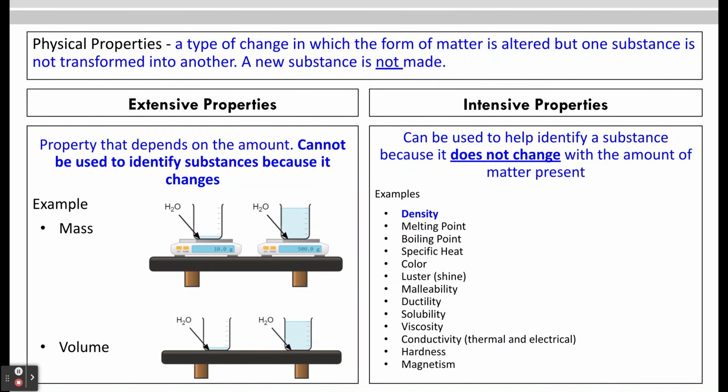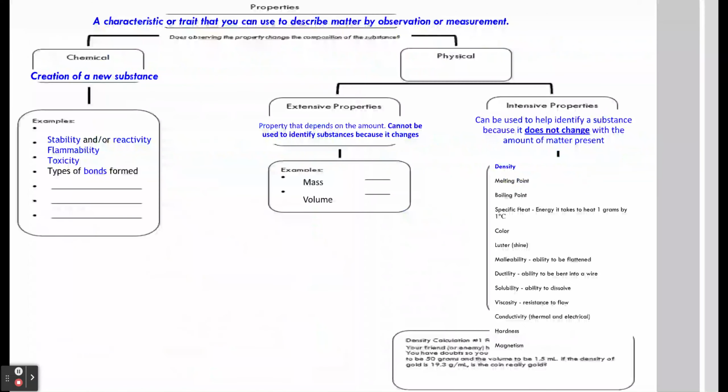Then you have specific heat, which is the energy it takes to heat something up. Its color, its shininess. For example, if you have a really shiny ring and you cut it in half, it will still be shiny. Malleability, the ability to be flattened. Ductility, the ability to be drawn into a wire. Solubility, the ability to dissolve. Viscosity, resistance to flow. Conductivity, how conductive something is to a current. Hardness, how difficult it is to break apart. And magnetism, whether it is able to attract other metals.